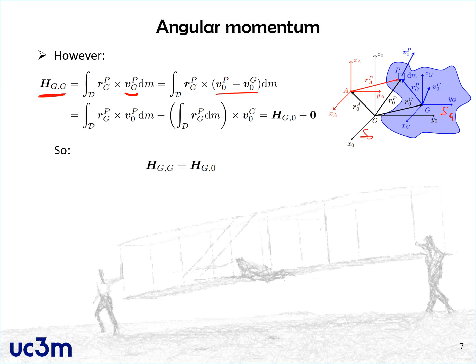If we now expand the result, we have this integral and this integral where again this quantity will be 0. And this result is important because it allows us to conclude that the angular momentum about G in reference frame SG is the same as the angular momentum about G in reference frame 0. So we have this equality. This only happens for the center of mass in general.